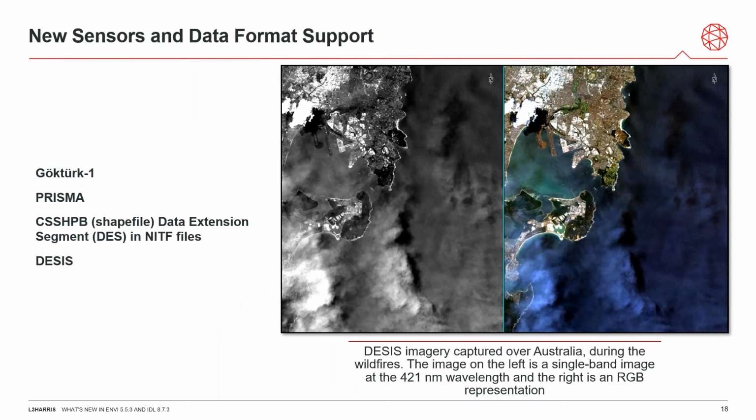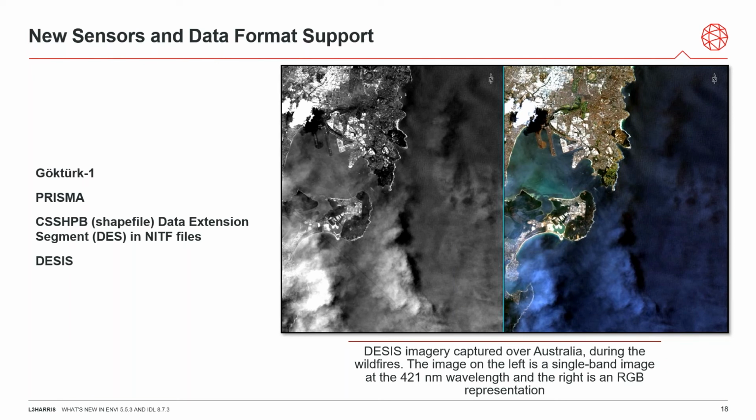So just like every other release, we always update our sensors and data format support. So there's 4 different sensors and data formats that have been added. The 2 of the imagery ones worth calling out because they're hyperspectral are Prisma and DSIS. There's a new shapefile data extension for native format and the Göktürk-1 satellite as well. Hopefully I'm pronouncing that right.